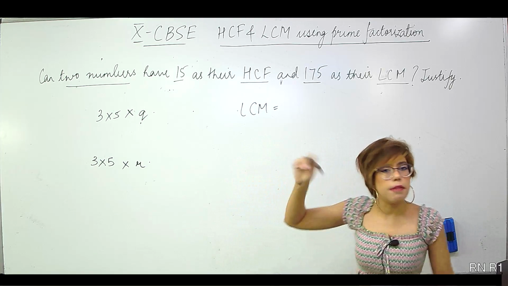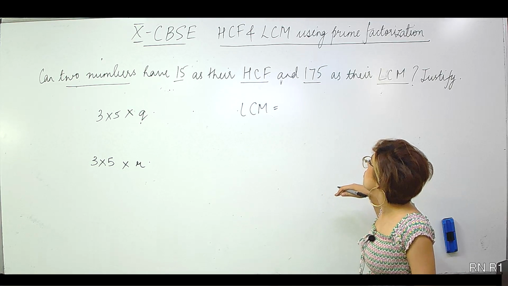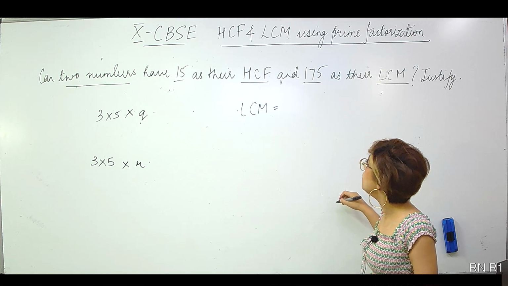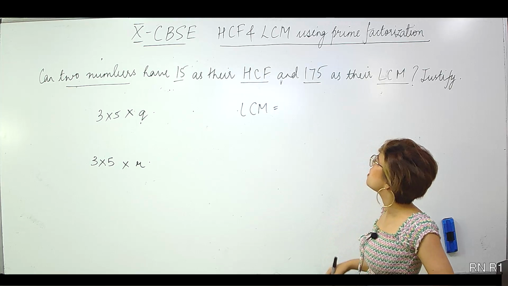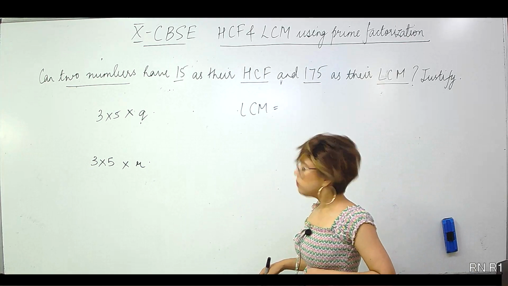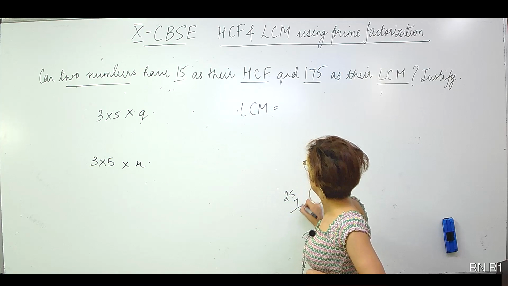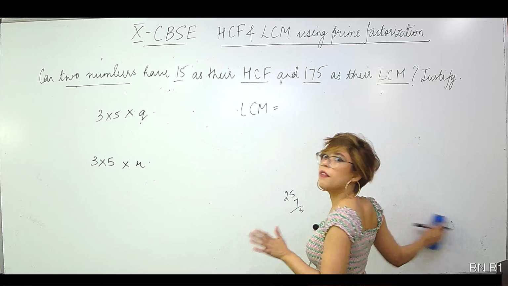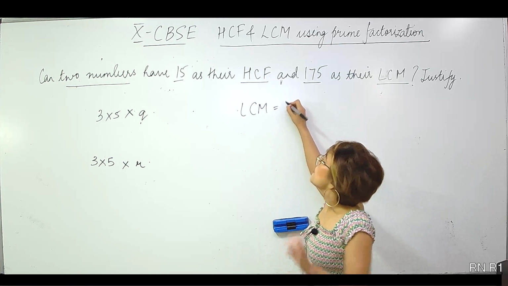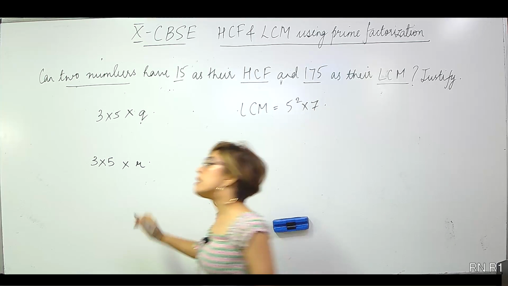Let's write the prime factorization of 175. It is 25 into 7. So this is 5 square into 7.